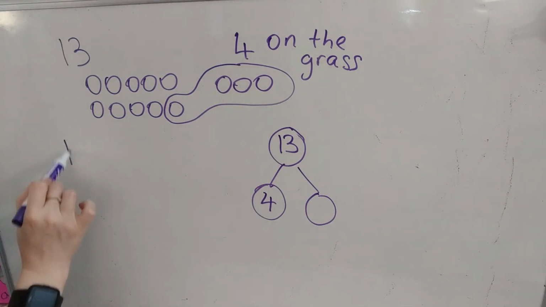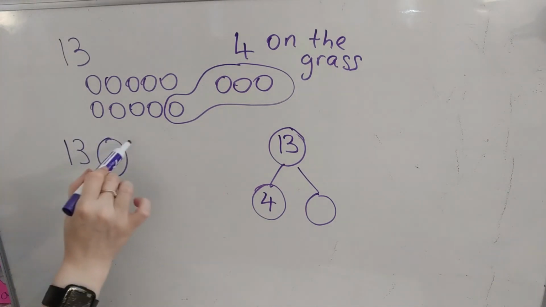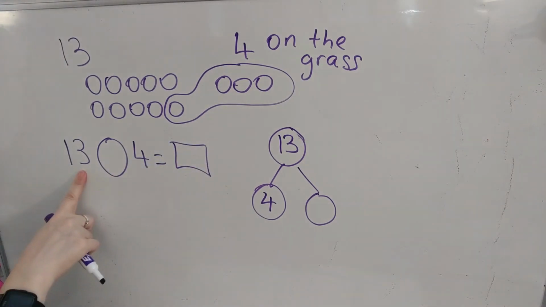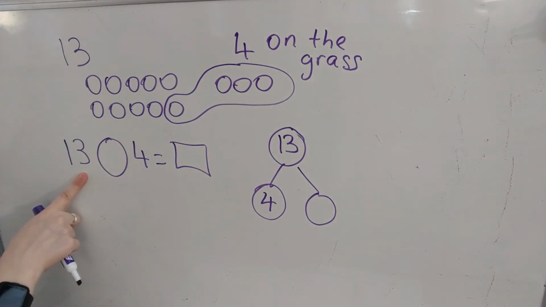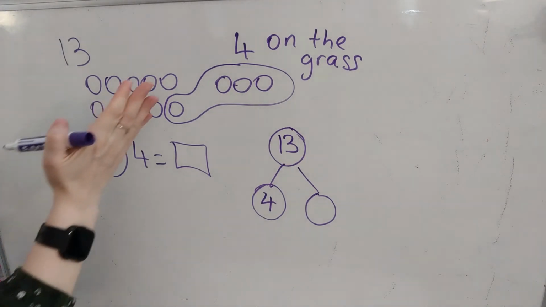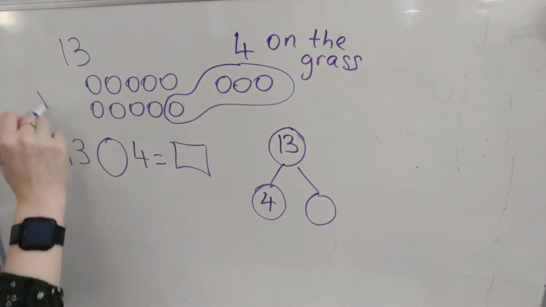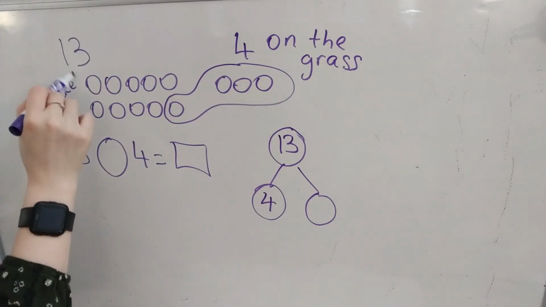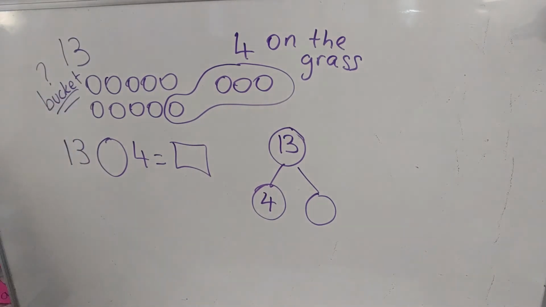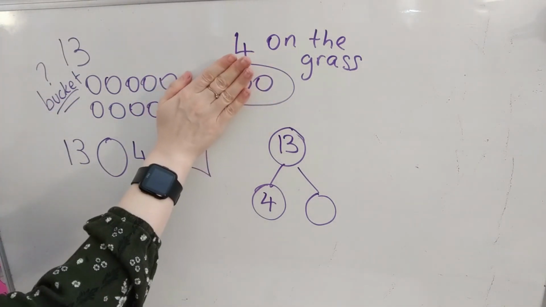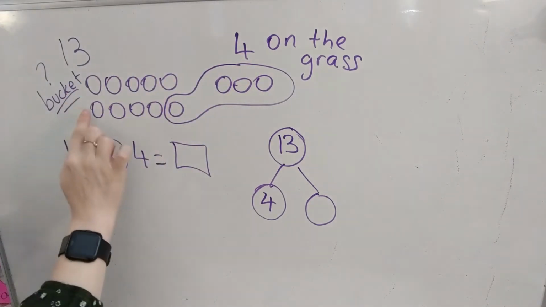On your paper, they already gave you 13. Circle 4 equals. So we know we're starting with 13. The question says, how many golf balls are in the bucket? So whatever is not on the grass is in the bucket, right? How do we find out how many are in the bucket? We take away the ones that are on the grass. Then we can see what's left in the bucket.